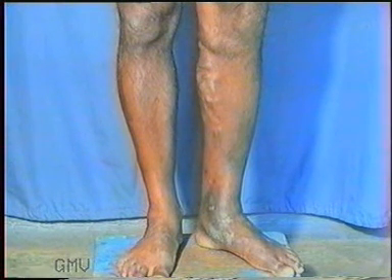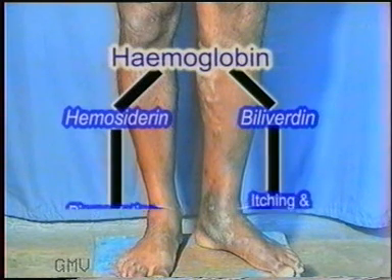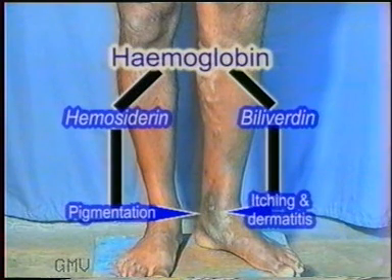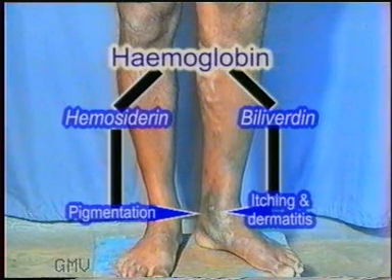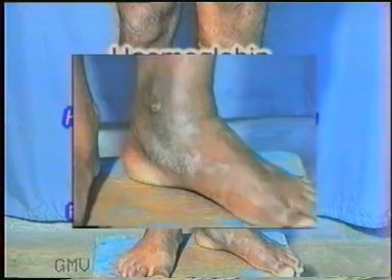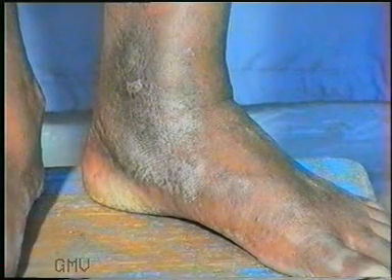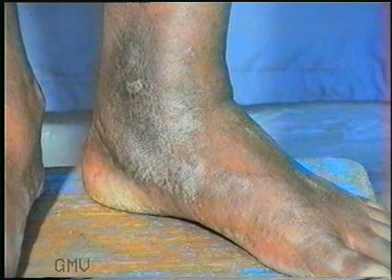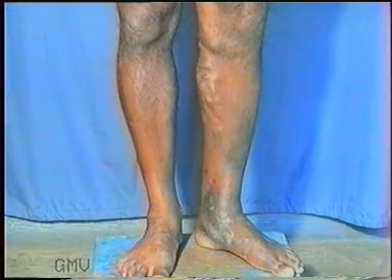The RBCs are broken down by macrophages and from the breakdown products of hemoglobin, hemosiderin produces black pigmentation while biliverdin produces irritation and itching leading to dermatitis. Note the typical dark pigmentation and dermatitis over the medial aspect of the ankle and the lower third of the leg, and the varicose veins in the upper part of the leg.